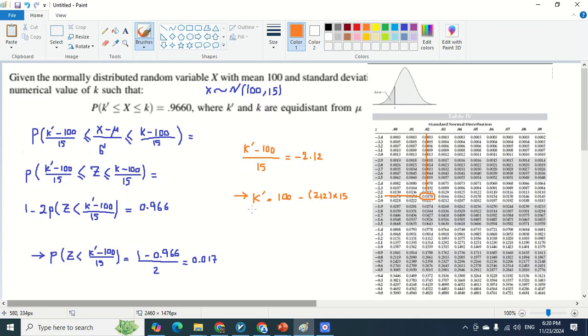k will be 100 plus this value, meaning that we can also calculate k as 100 plus 2.12 times 15. So we found the value of k and k prime by this method over here.